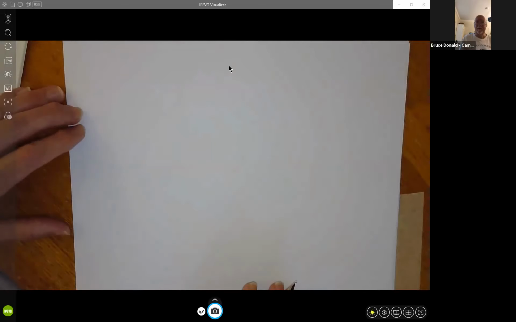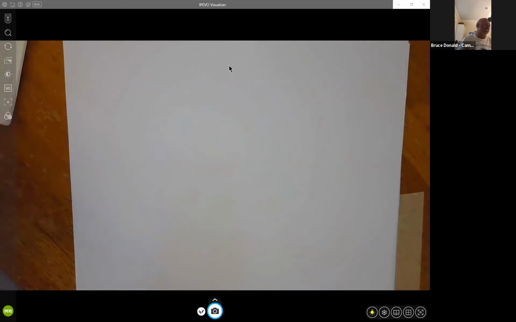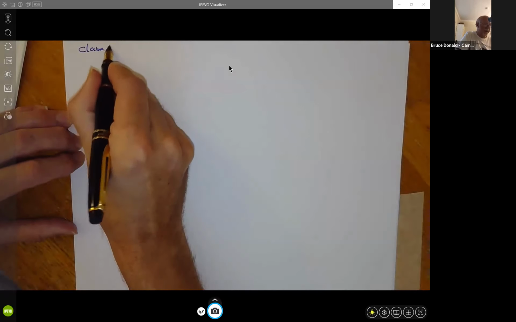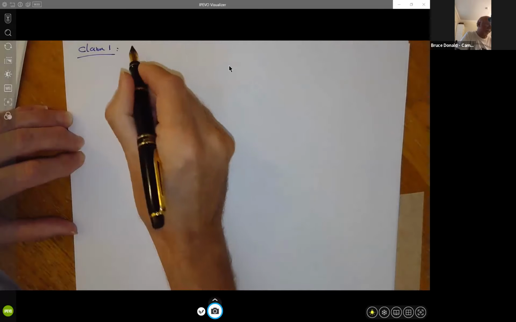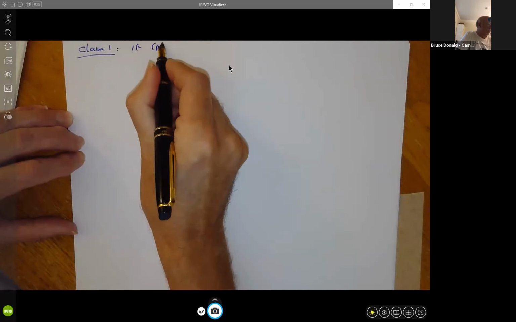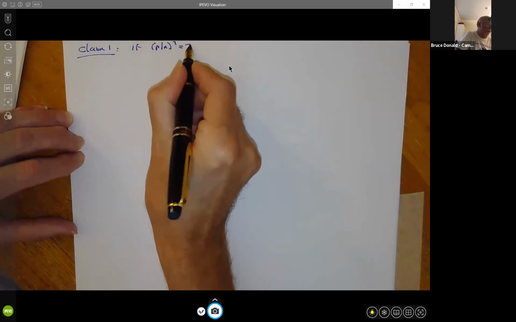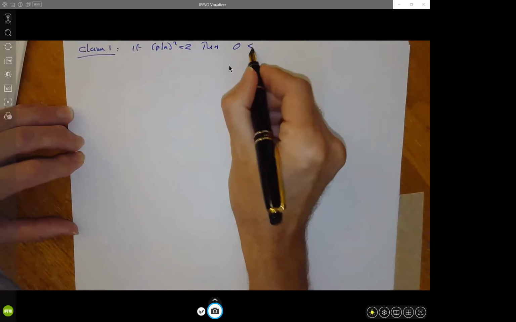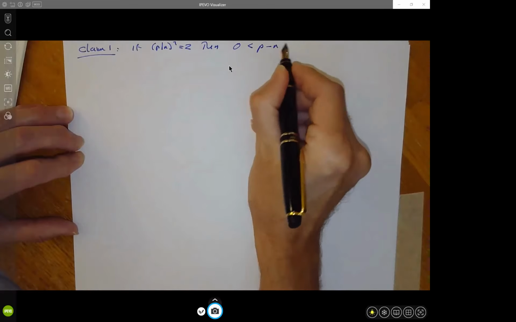So let me show you how I did it. I think the proofs we had were good, but this might be worth seeing. So let's do claim one. I'll write it out again so we can think about this. If p over n squared equals 2, then we have this inequality: 0 is less than p minus n is less than n.